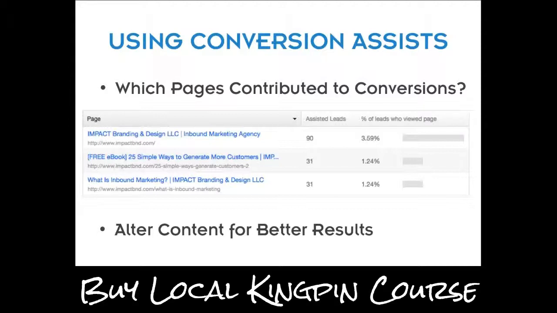So here's an example from our own website that we looked at, just seeing which pages drove people to convert. As you can see right there, the top one had 90, that page had 90 assisted leads there. So we know that that page was really helping people, driving people, and that's something that we want to take a look at and do more of and add more calls to action maybe on that page.